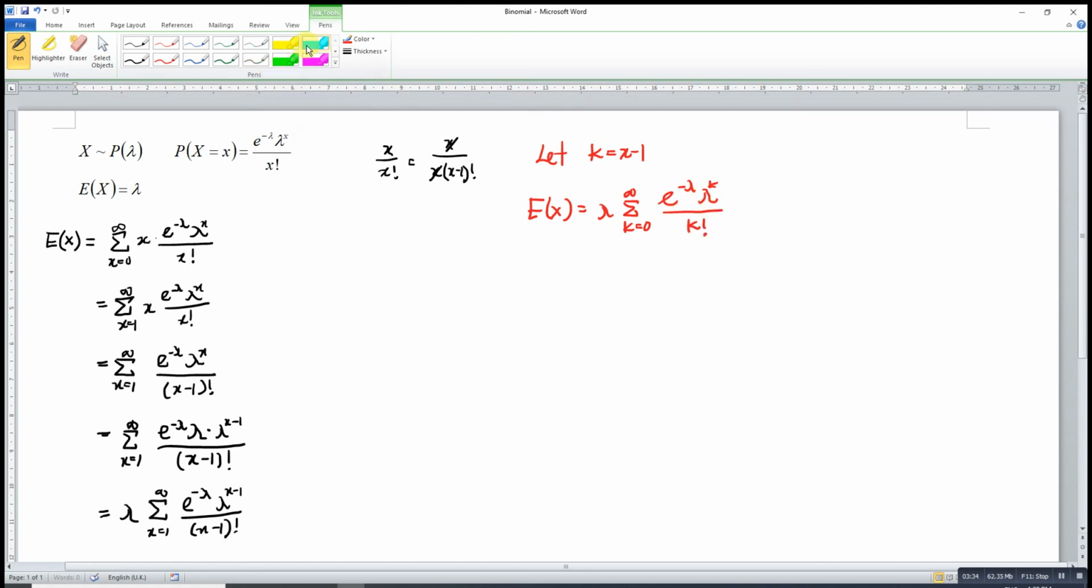As we can see here, this part is the summation of the probability density function, which is equal to 1. So lambda times 1, we have lambda, which is what we wanted to prove.